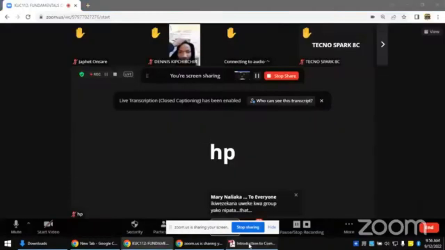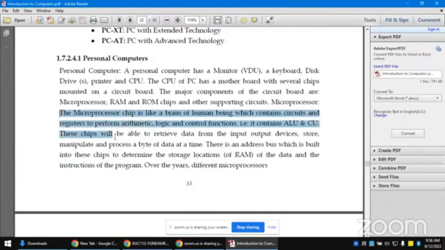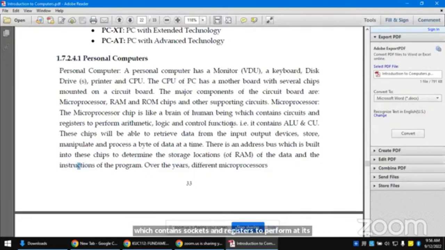So let's go back again. We are almost through, so relax. The microchip is like the brain of the human being, which contains circuits and registers to perform arithmetic, logic, and control functions. I.e., it contains the ALU. ALU stands for arithmetic logic unit, and the CU is the control unit. So this chip will be able to retrieve data from the input output devices, store, manipulate, and process a byte of data at a time. There is an address bus which is built into these chips to determine the storage location in the RAM of the data and the instruction of the program.